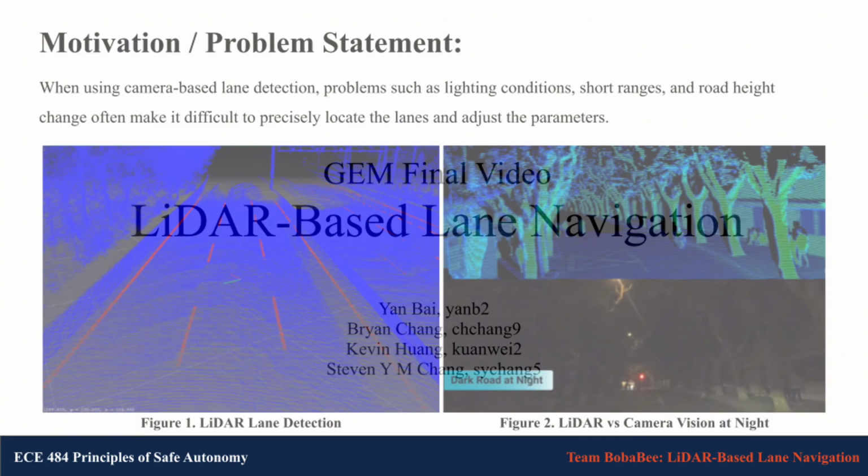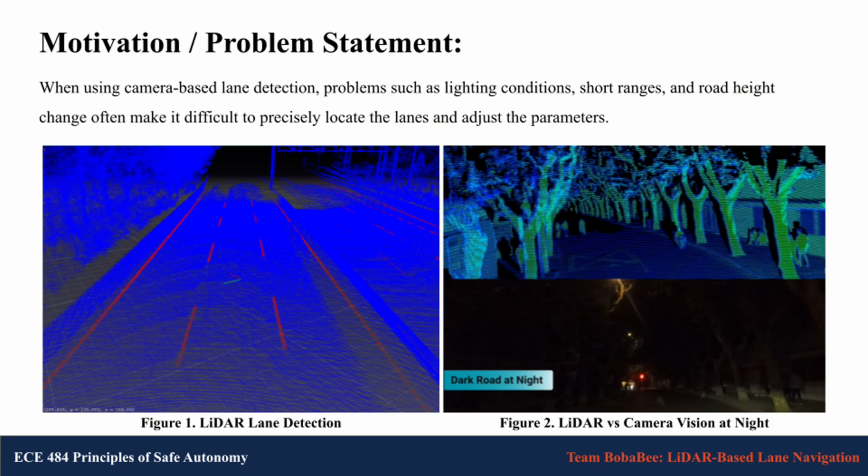The reason we chose LiDAR-based navigation is because of its longer range and robustness to lighting conditions. As shown in the figures, LiDAR has a clearer view in dark environments, and not to mention, it can also give a more precise coordinate for each point in the point cloud.